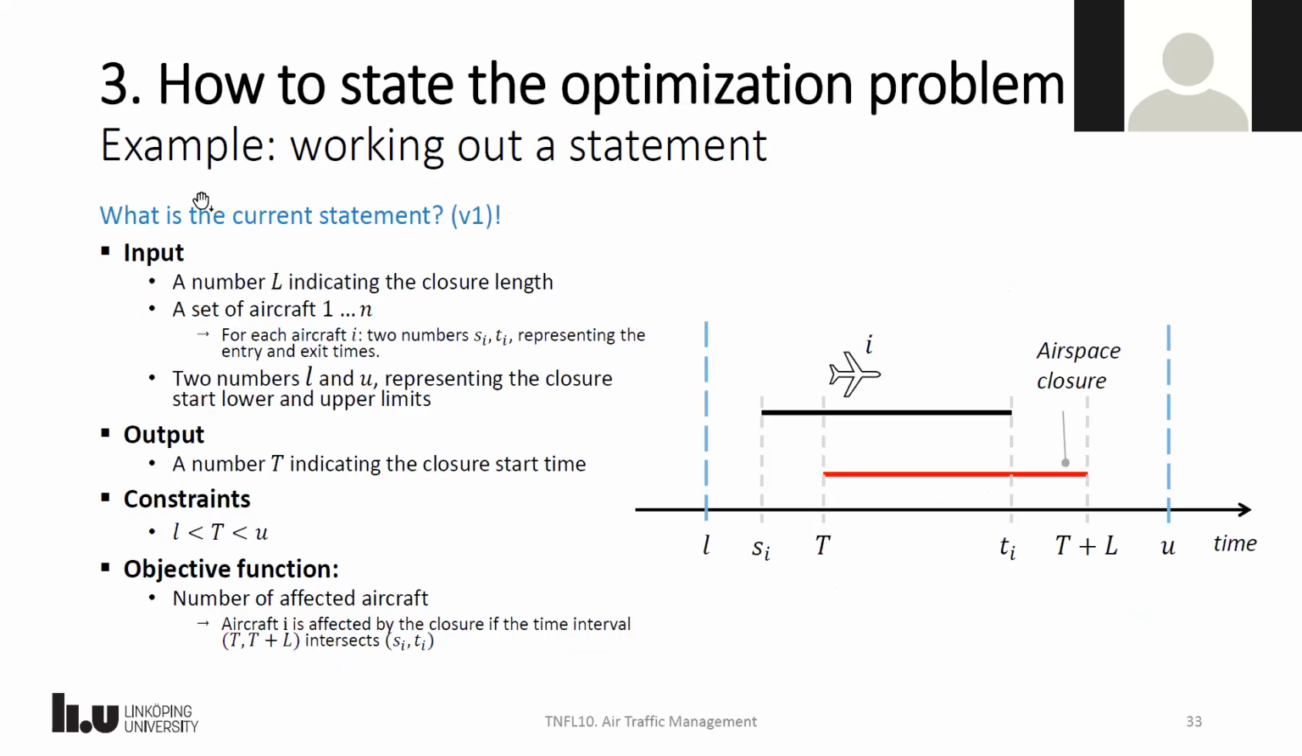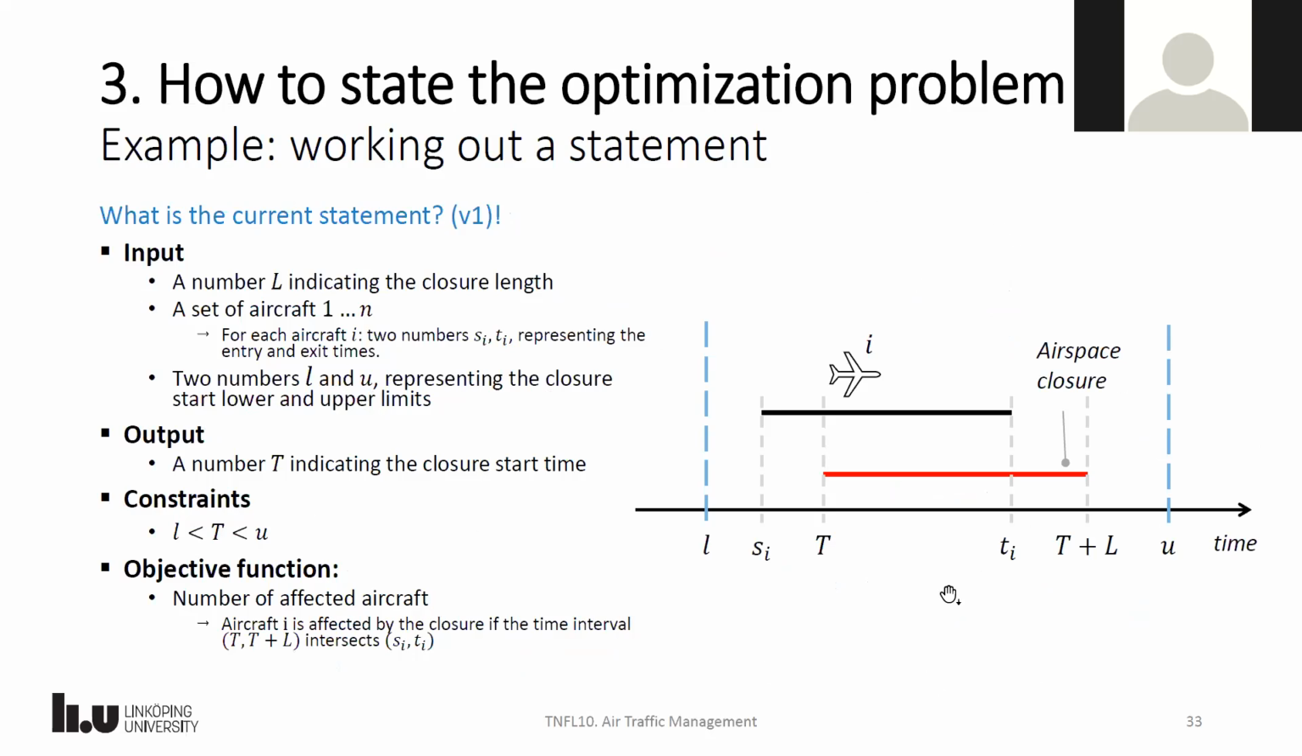So finally, this is a statement that we come up with. We have two new inputs, which are L and U, that represent the closure start lower and upper limits. And we have a new constraint, which is defined by these two inputs.